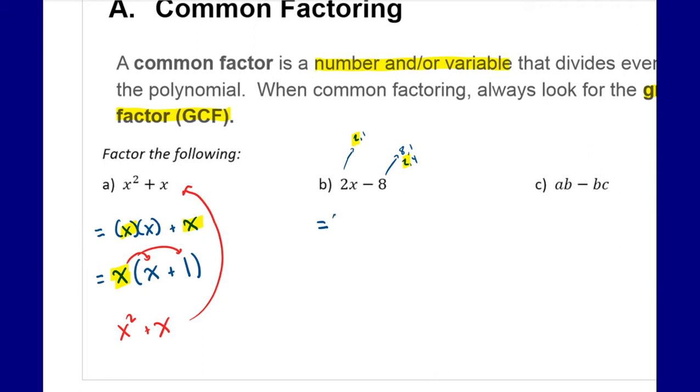So I'm going to take the greatest common factor, put it outside the brackets. Now we divide the previous two terms by 2. So 2x divided by 2 is x. Negative 8 divided by 2 is negative 4. Another way you could think about it: 2 times what gives me 2x? Well, that would be x. 2 times what gives me negative 8? Negative 4. And that is factored, because again, I can multiply this through and get back to my original answer.